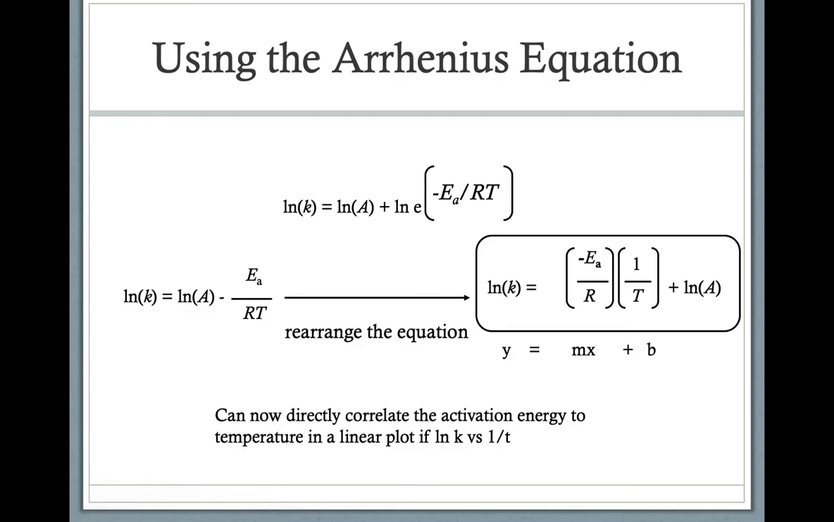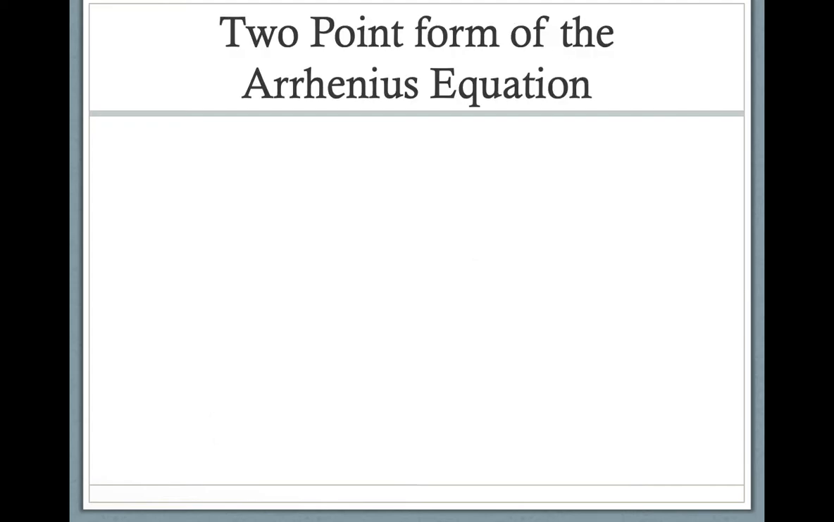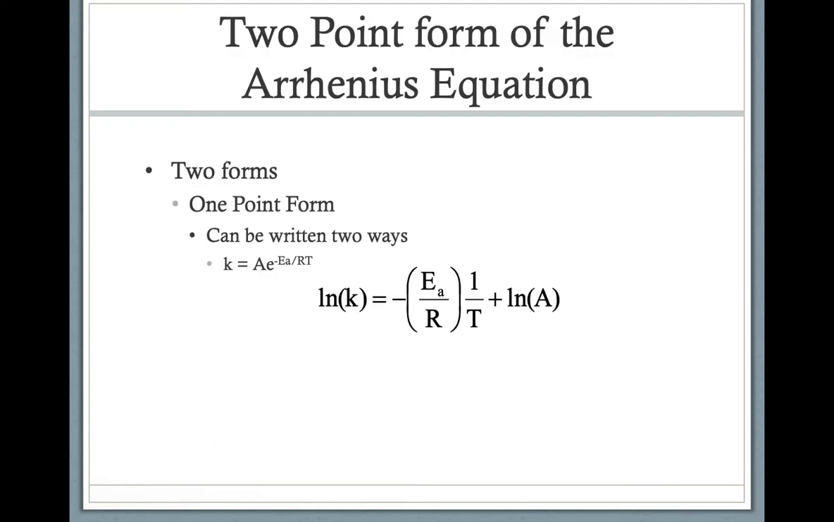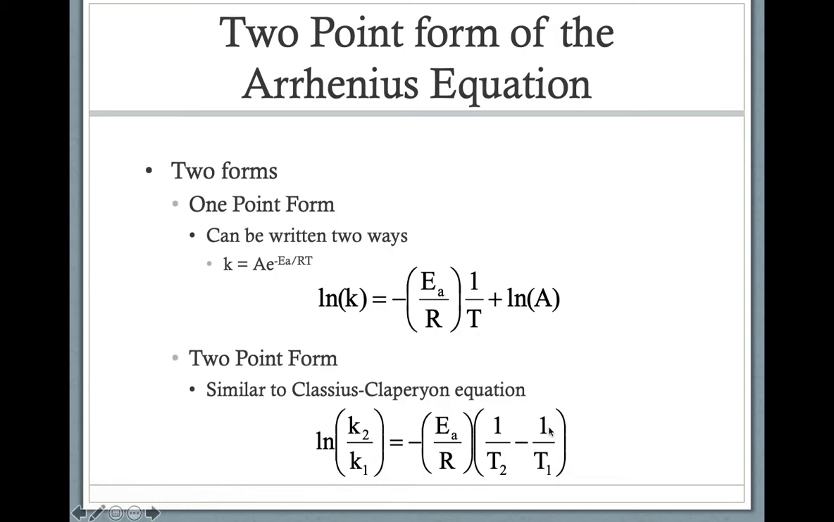I think it's the end of this coming week is when that's in our schedule. But in lecture, we're probably going to be using the 2-point form of the equation, right? Which is going to be this one down here, which looks almost identical to what we saw for the Clausius-Clapeyron.